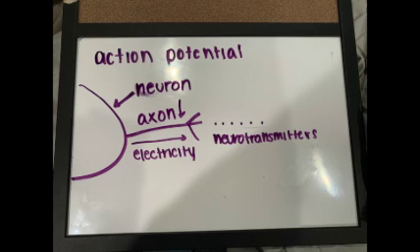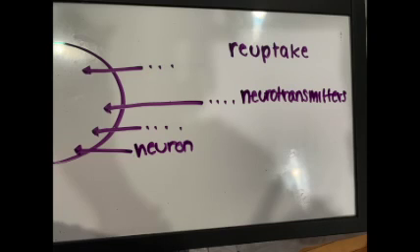Excitatory signals are when the neuron is more likely to fire, and inhibitory signals make it less likely to fire. Reuptake occurs when neurotransmitters are taken back into the axon terminal that released them.